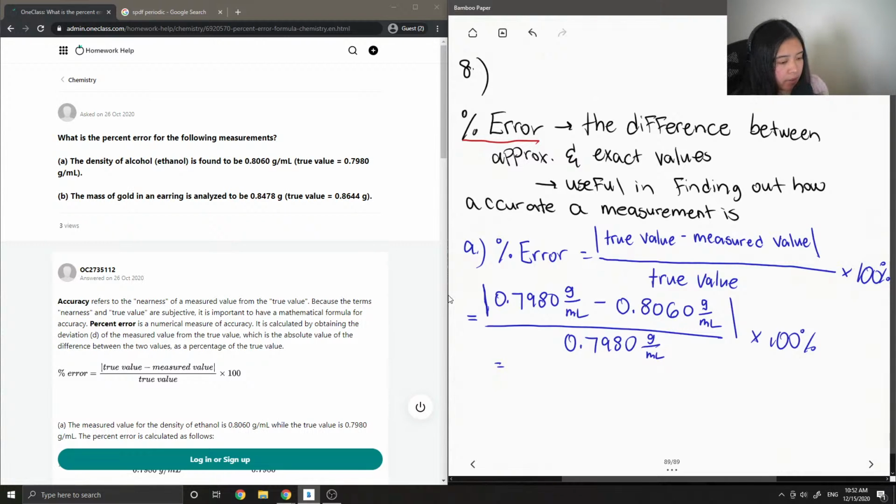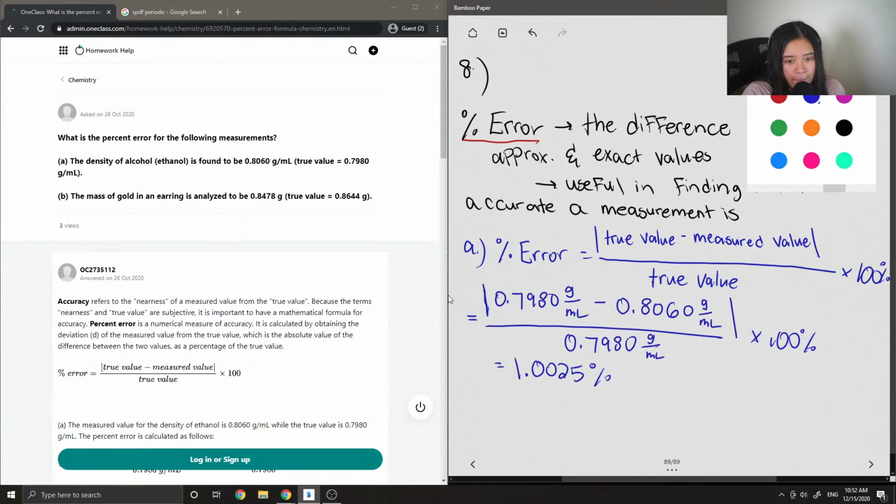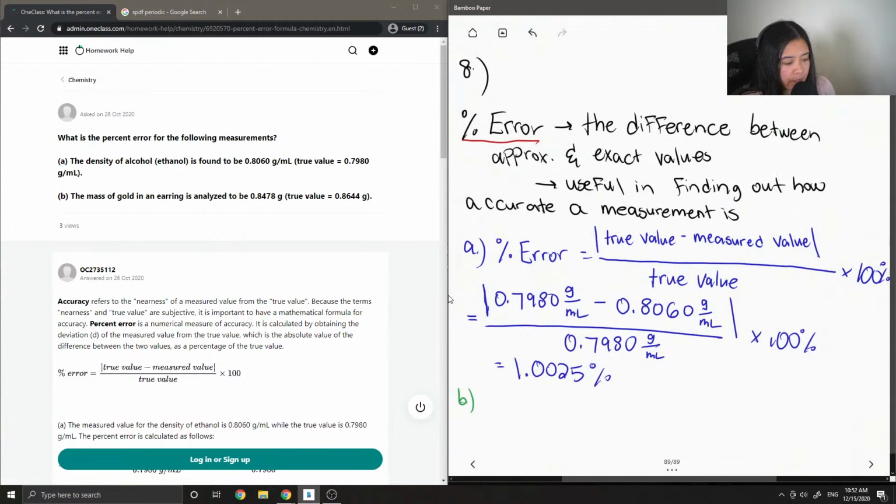If we do the calculations, you end up getting a percent error of 1.0025%, which is pretty good. It's a low number. And now let's do part B of the question. The mass of gold in an earring analyzed to be 0.8478, true value 0.8644.